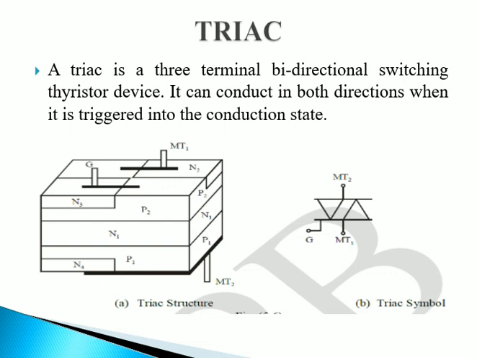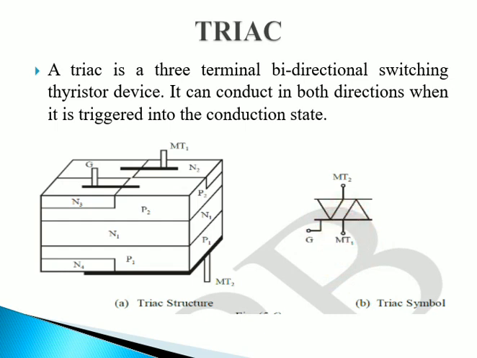So even this can conduct in both directions, but it is controlled by your trigger, right? Now how does this happen? Whenever your gate terminal is near your MT1, MT1 is responsible for obtaining the characteristics of the triac, right?